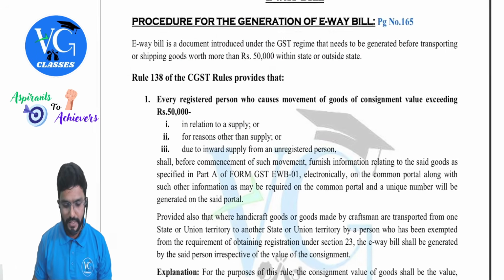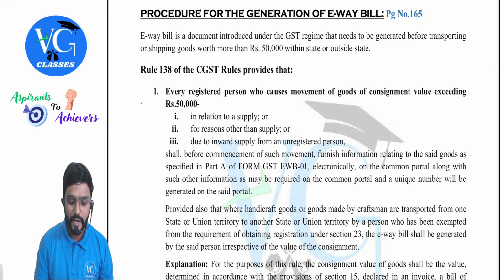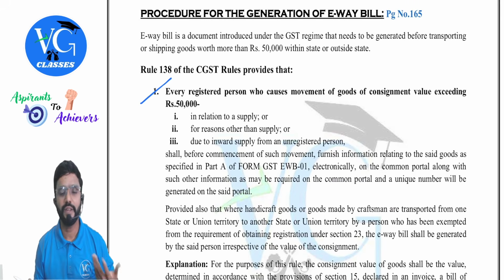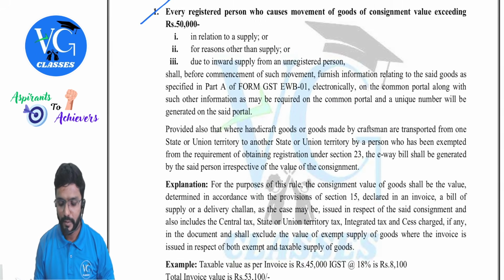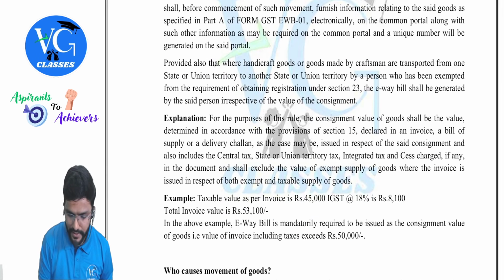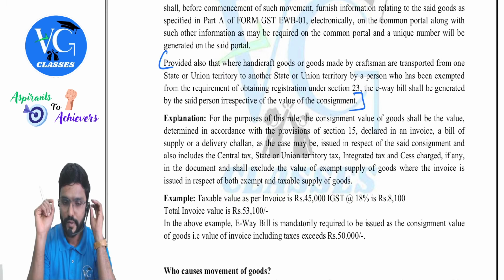See, guys, they have given that every registered person who causes the movement of goods of consignment value exceeding 50,000 has to generate an e-way bill. But there is one exception for it. What is it, sir? Let me read that paragraph.